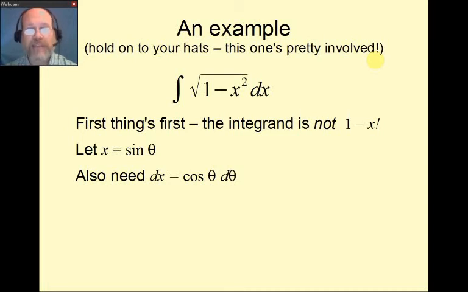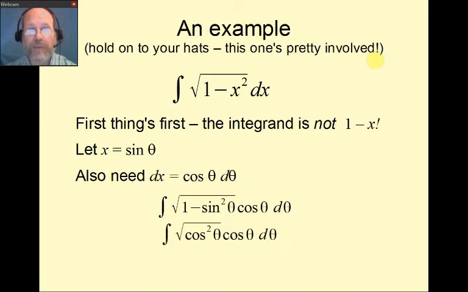The x that's being squared is going to become a sine theta, and the dx at the end becomes cosine theta d theta. So if I swap all those out, I get the square root of 1 minus sine squared theta times cosine theta d theta. Now what's nice about this is I can replace the 1 minus sine squared theta with cosine squared theta. So I've got the square root of cosine squared theta.